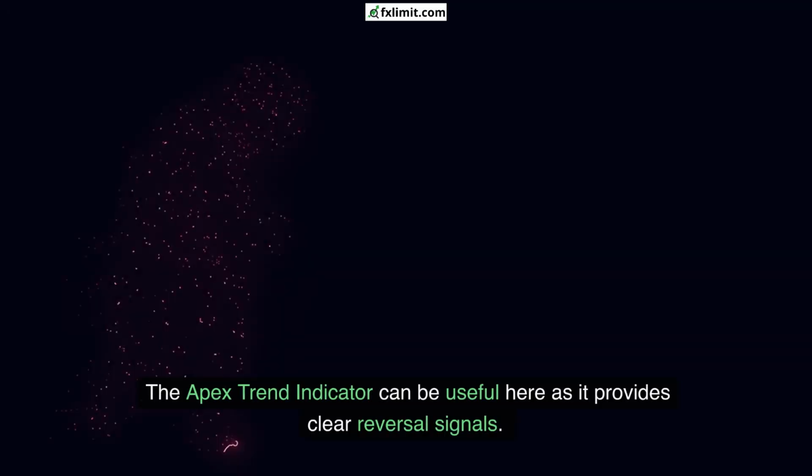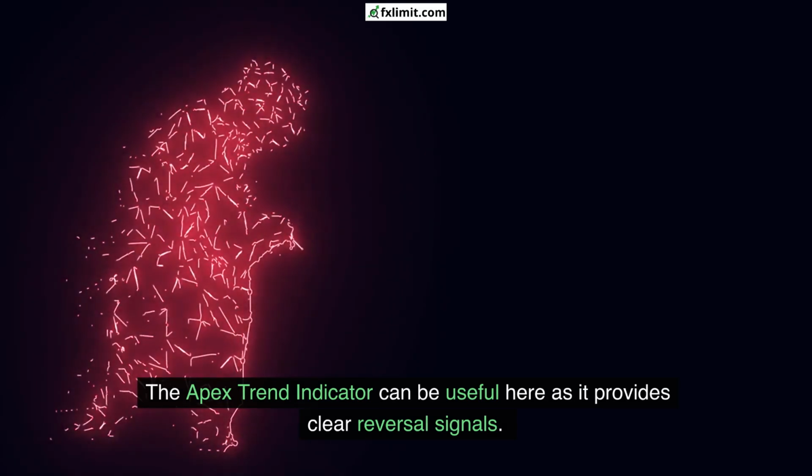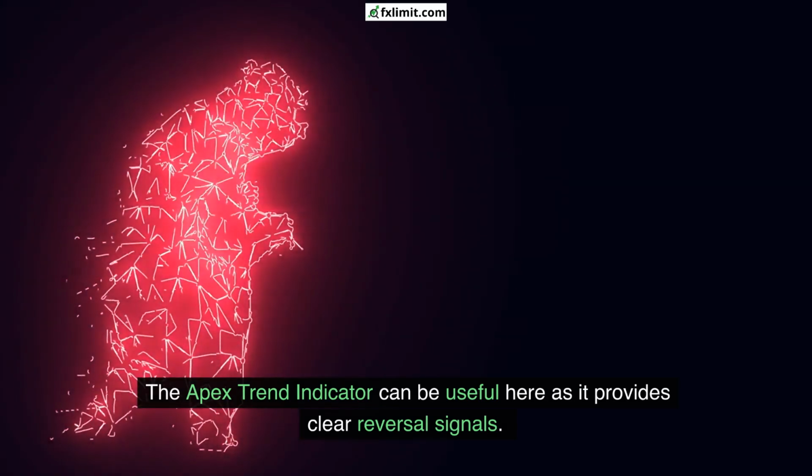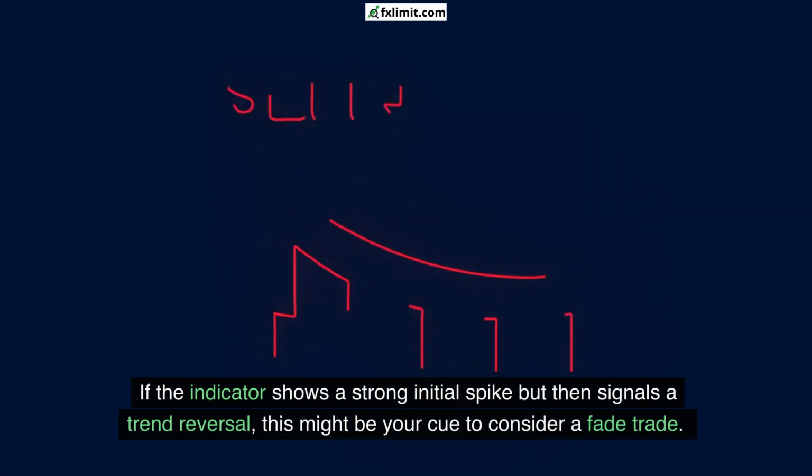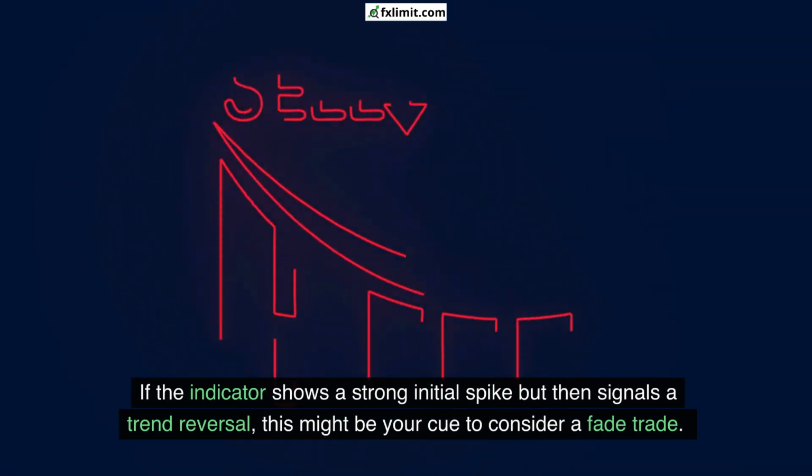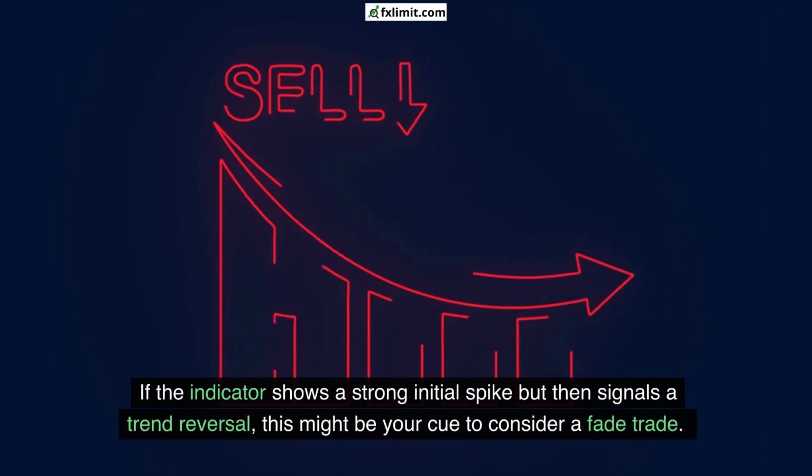To use this strategy effectively, you'll need to keep a close eye on your charts. The Apex Trend Indicator can be useful here as it provides clear reversal signals. If the indicator shows a strong initial spike but then signals a trend reversal, this might be your cue to consider a fade trade.